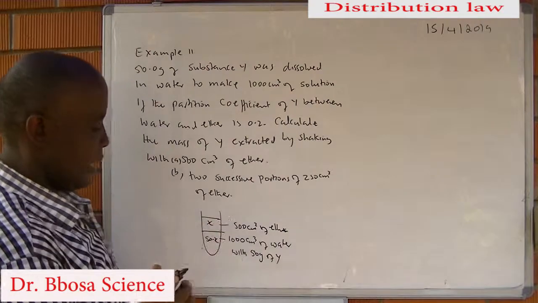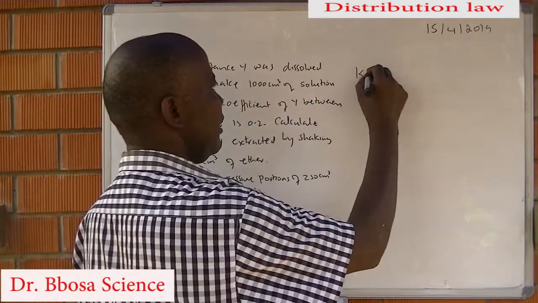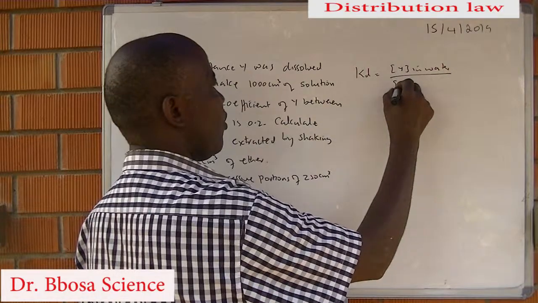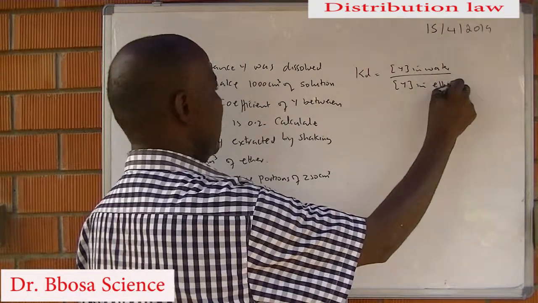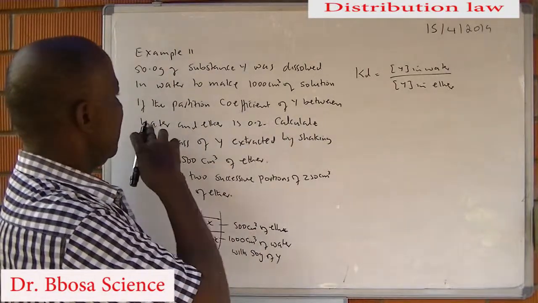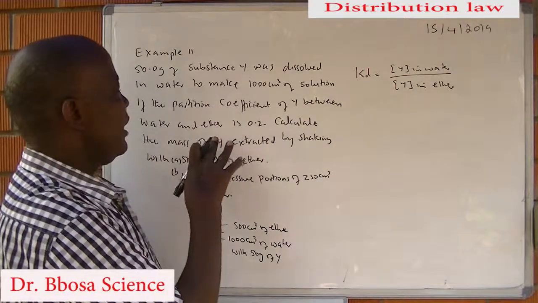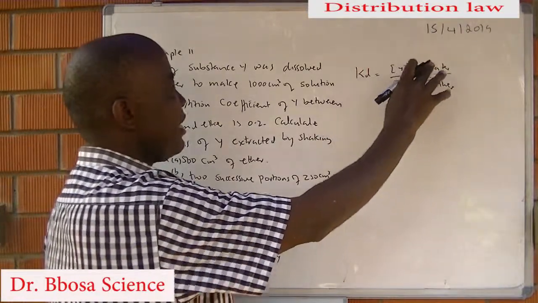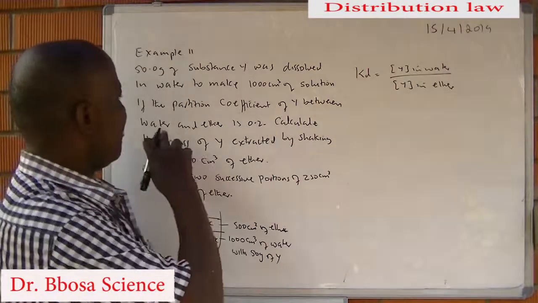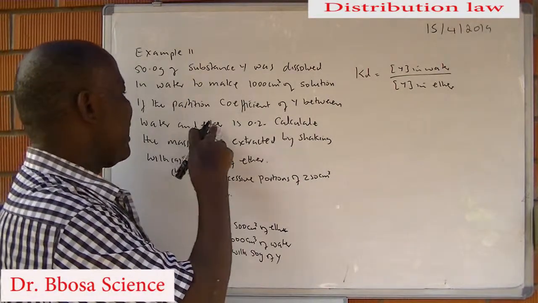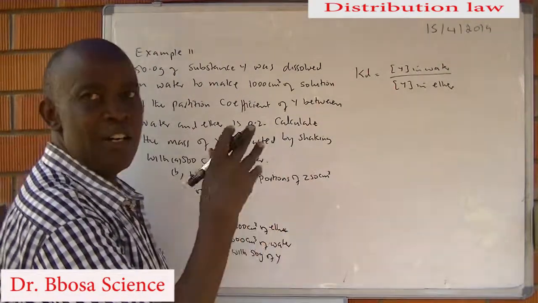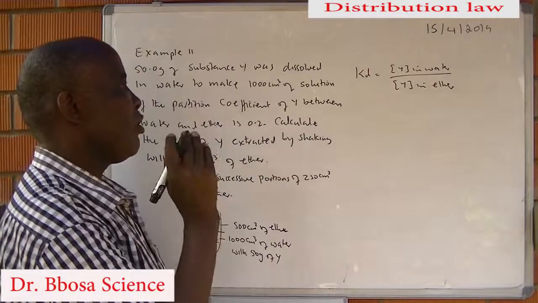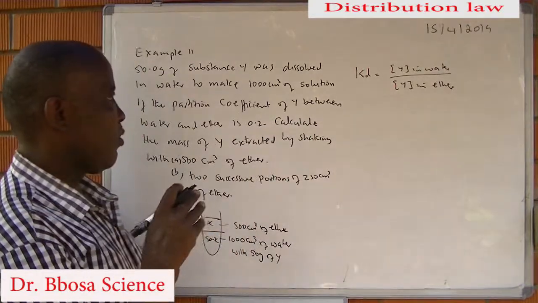Our KD is equal to concentration of Y in water over concentration of Y in ether, because it is between water and ether. So water is above, ether is below. If it was between ether and water, then it would be concentration of Y in ether over concentration of Y in water. But this time it is between water and ether, so KD is equal to concentration of Y in water over the concentration of Y in ether.